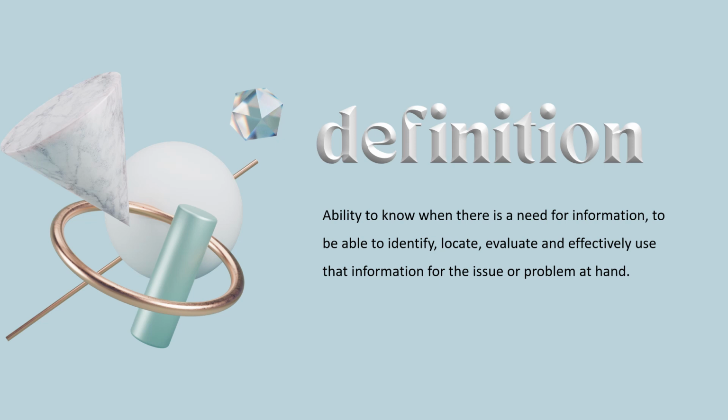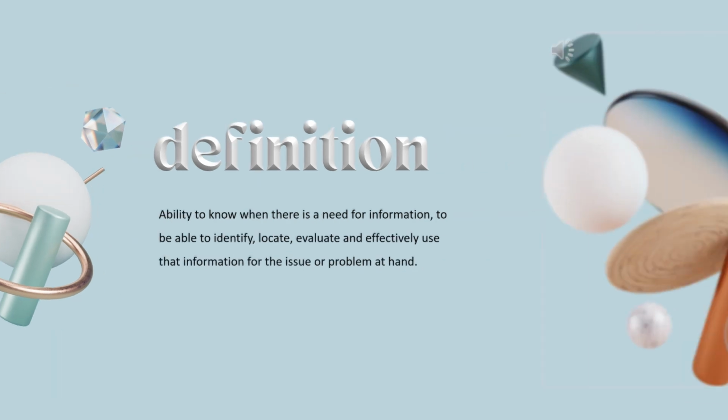Information literacy is the ability to know when there is a need for information, to be able to identify, locate, evaluate, and effectively use that information for the issue or problem at hand. Now that we have a rough idea of what it is, let's move on to the types of information.